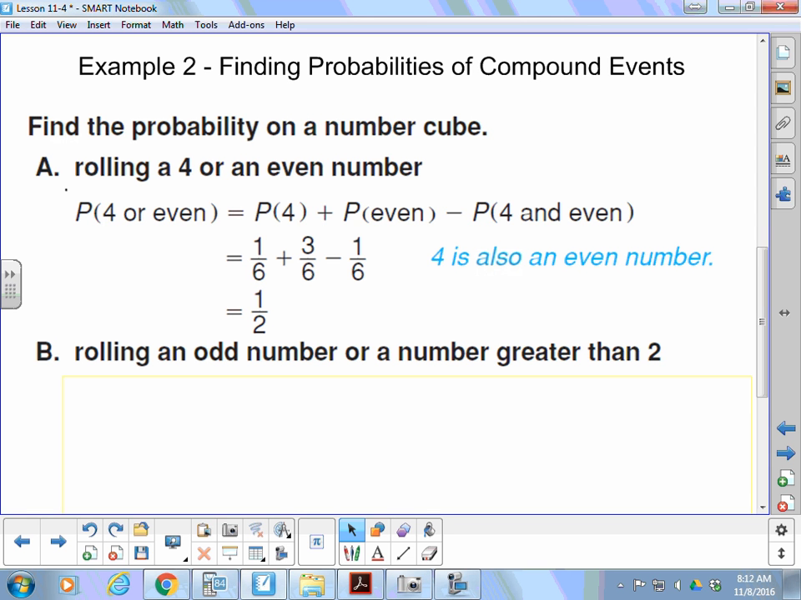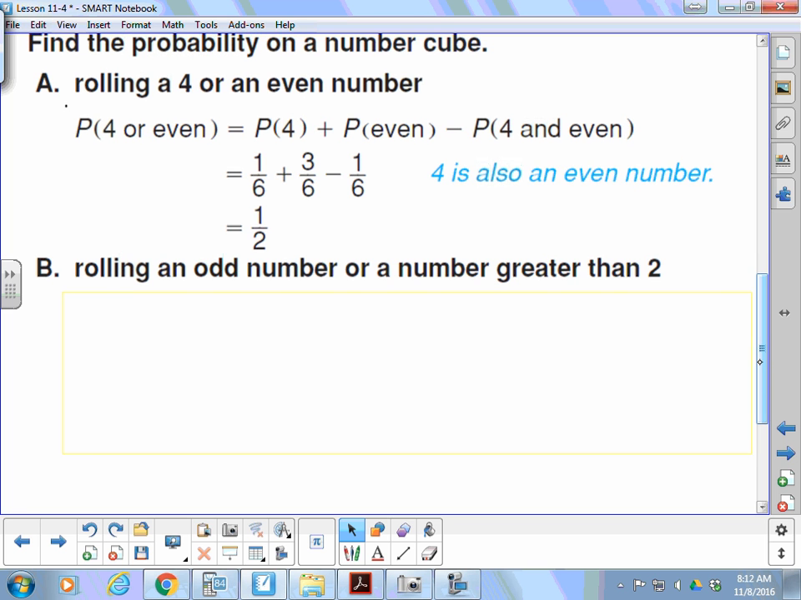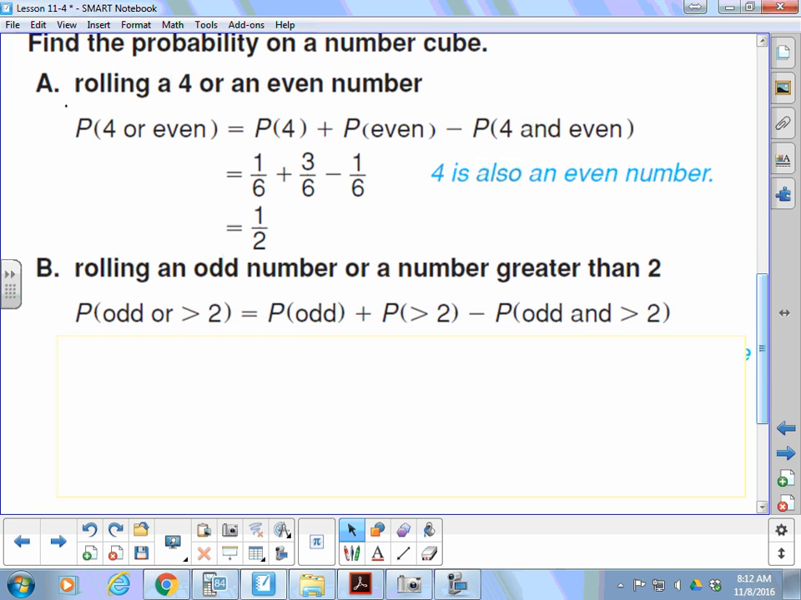All right, letter B says rolling an odd number or a number greater than 2. So let's think about that for a moment. We have the probability of odd plus the probability of greater than 2 minus the probability of anything being both. All right? Well, let's do a Venn diagram here for this. So I'm going to make one.